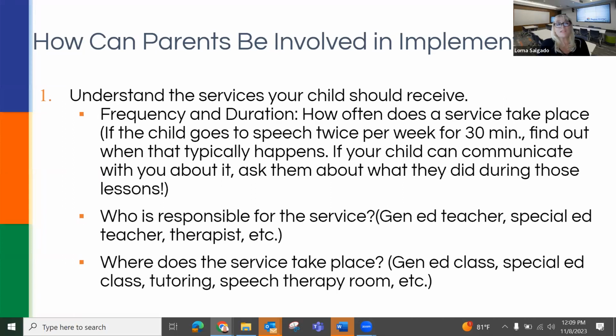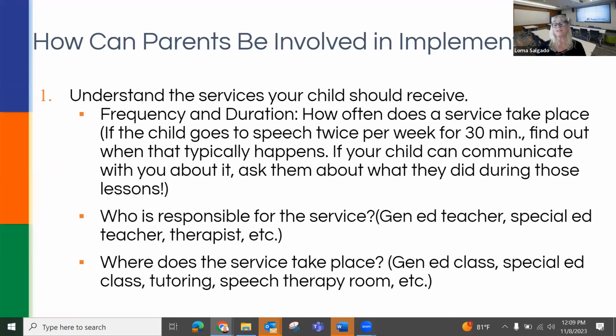The other thing you need to know, in some of that scheduling, is who's responsible for the service. Is it the general ed teacher that's going to be providing something, a special ed teacher, a therapist, a speech therapist, an occupational therapist, a physical therapist, adaptive PE, music therapist, whatever it might be? Who is it that's responsible for each service that they talk about? And then, did you know that frequency and duration? And then where it takes place.